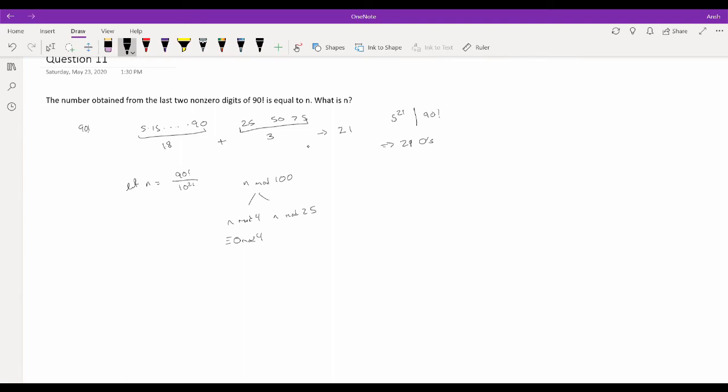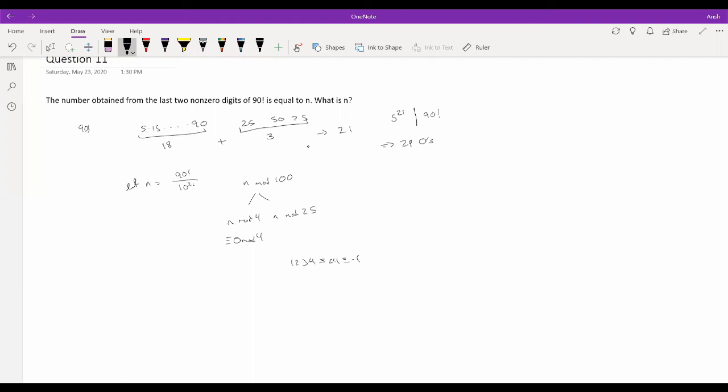So one of the key observations to the problem was that, first, let's ignore all the multiples of 5, since in 90 factorial over 10 to the 21, we kind of divided out all of the multiples of 5. So let's look at the non-multiples of 5 in 90 factorial. So you have 1, 2, 3, 4. If you multiply those together in mod 25, you get 24. And that's -1 mod 25.